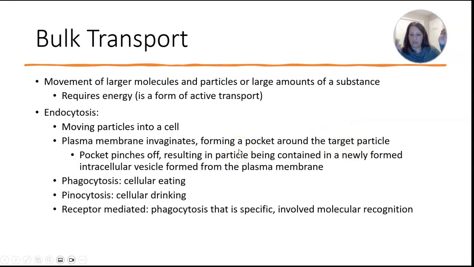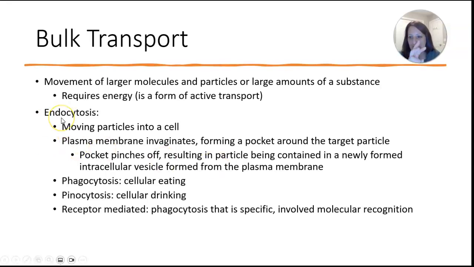So it folds in, forms a pocket, and then what happens is that pocket pinches off the membrane, and we end up with a vesicle. Okay, so a membrane-bound vesicle that's been formed from the plasma membrane and is carrying the contents from outside that cell. Okay, and I'll show you a picture of that in just a second.